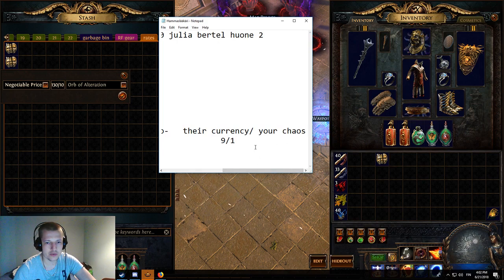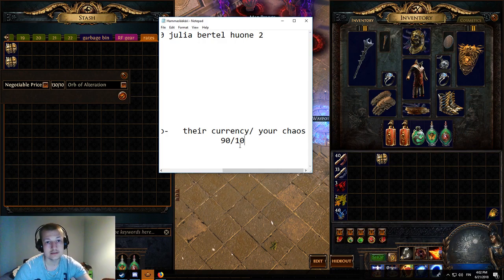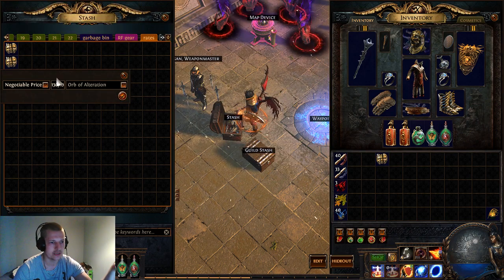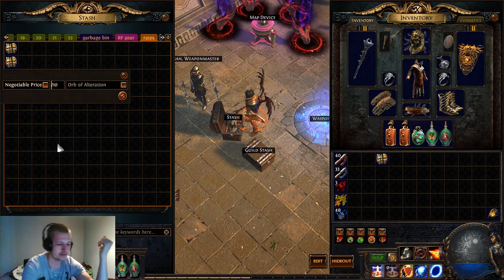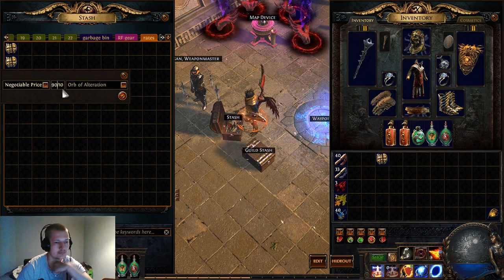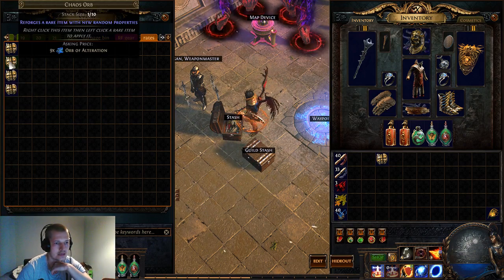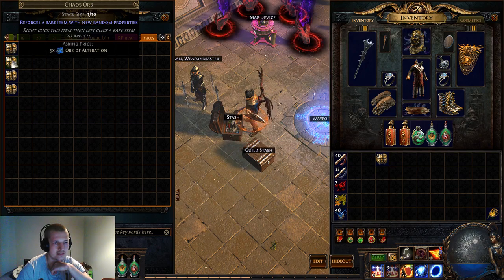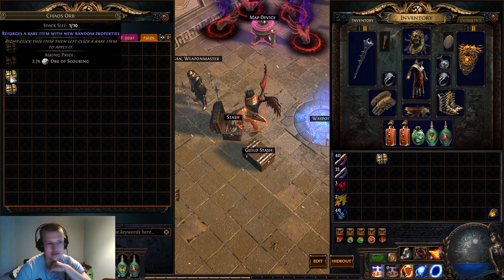And since we don't want to waste our time doing 1 chaos trades, we're gonna add 0 on both sides. Now this means they have to have at least 90 to trade, and I'll give them 10. Ratio is still the same, but we're just getting more with 1 trade. We're gonna put the rate 90 per 10. Boom. And it's 9. The rate is shown there. Next.